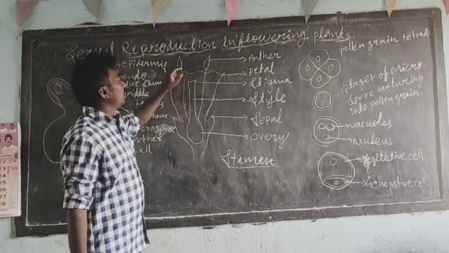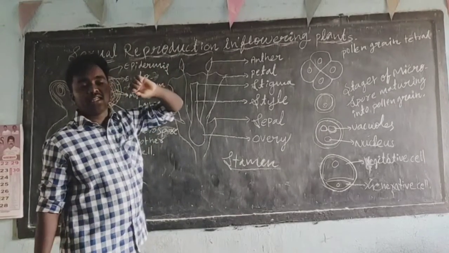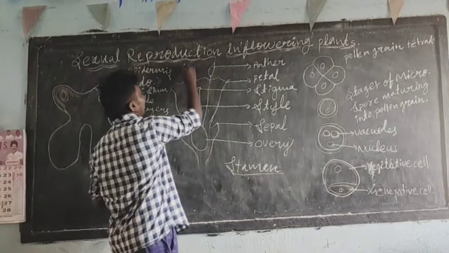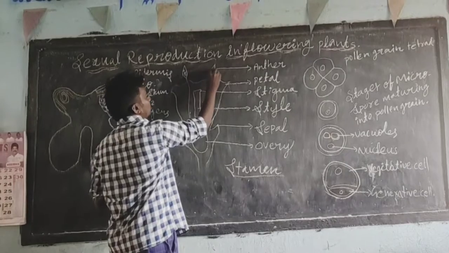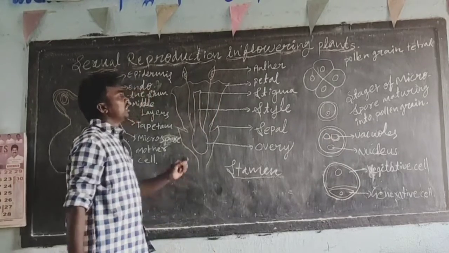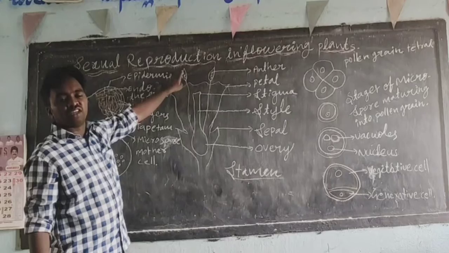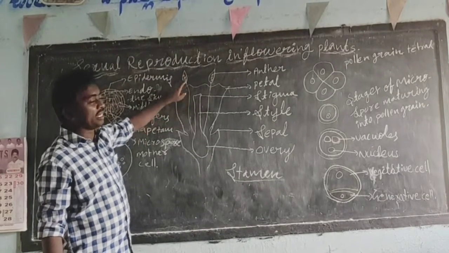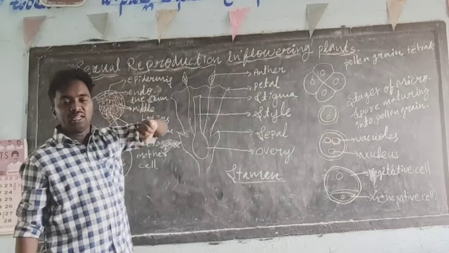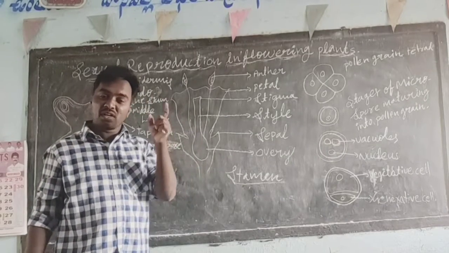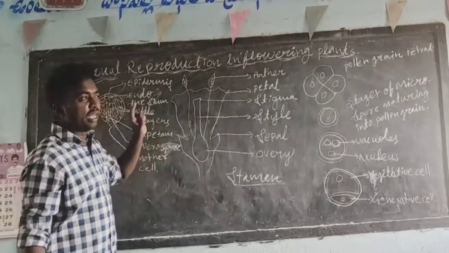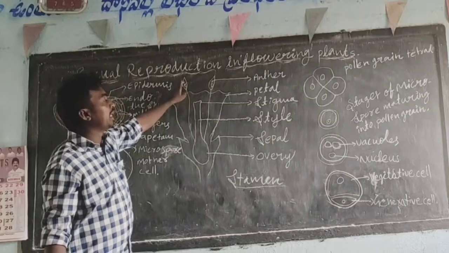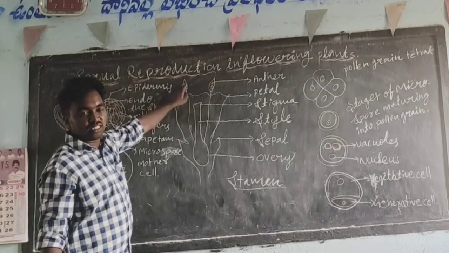Next, the anther contains the pollen grains on the inner side of the anther. These are the pollen grains. These pollen grains function as the male gametes. So these 2 parts, filament and anther, are called the stamen, and this stamen functions as the male reproductive organ, and this male reproductive organ contains the male gametes. Those are called pollen grains, present in the anther.